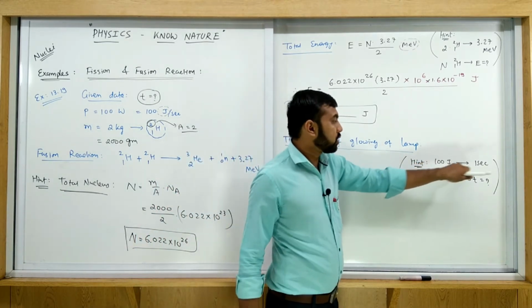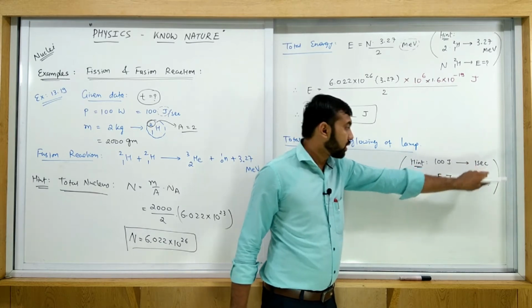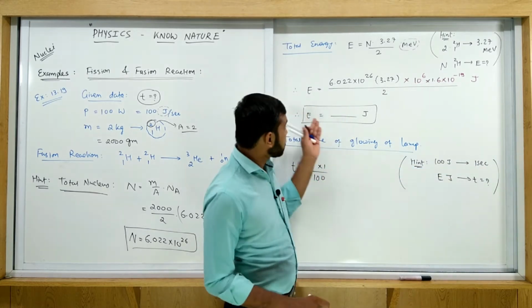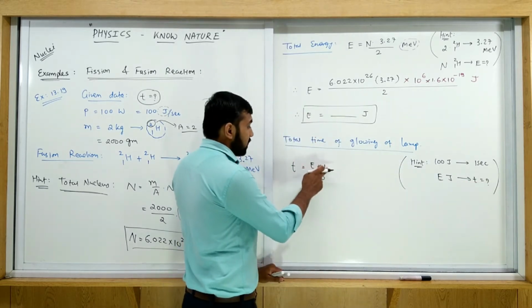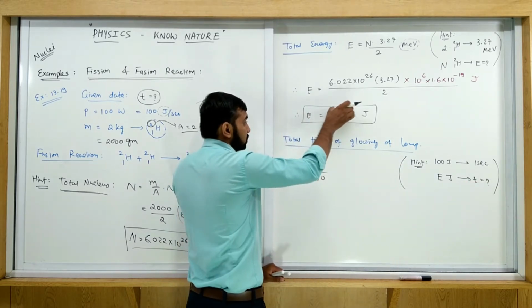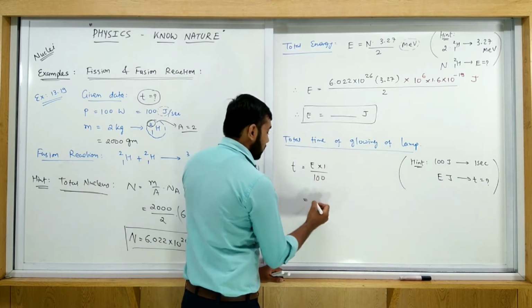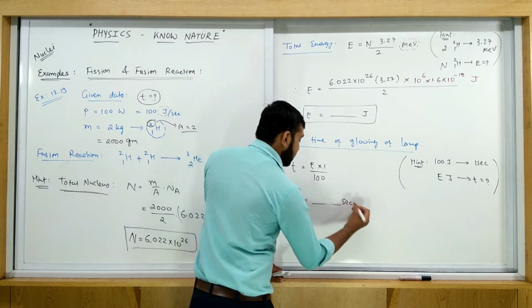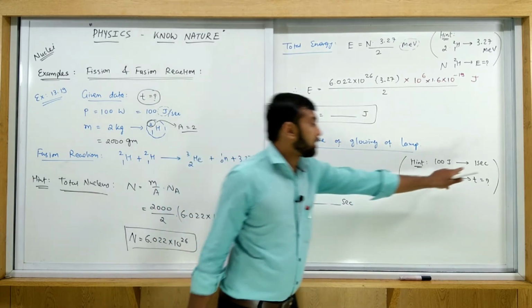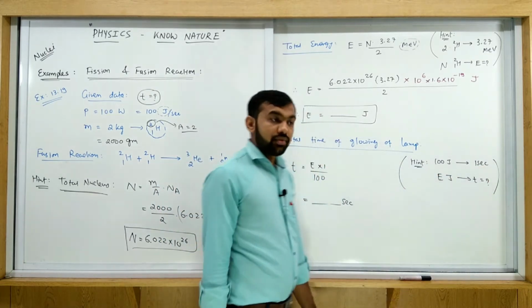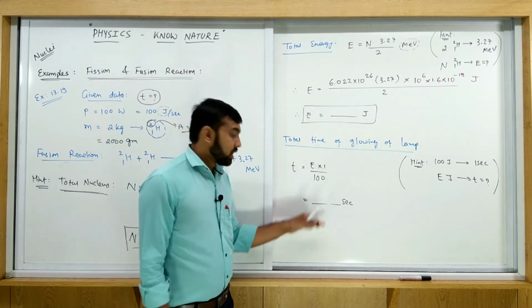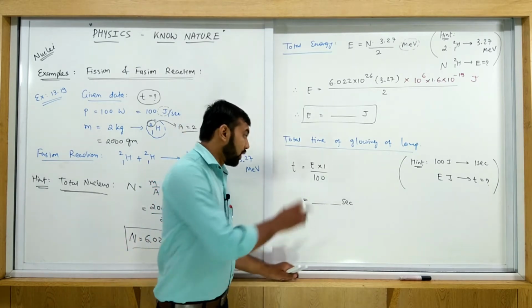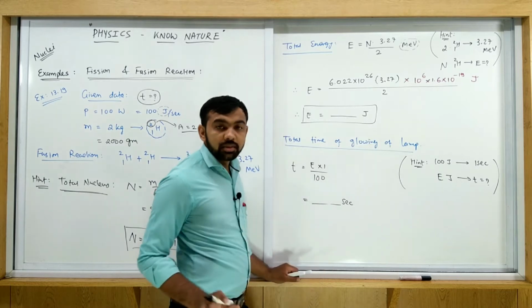So for 100 joule, how much time for the glowing of this bulb? 1 second. But we have E joule, so the time is E into 1 upon 100. Put this value here and finally calculate the answer. This answer is in seconds, because here the second is used. If you want this answer in minutes, days or years, you just convert it by yourself.